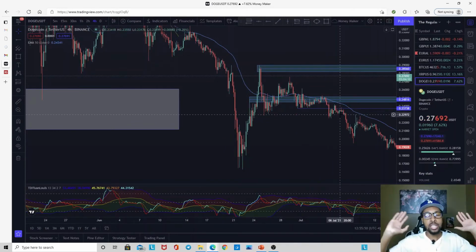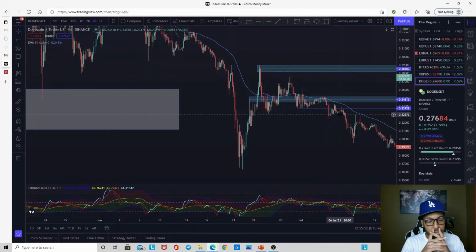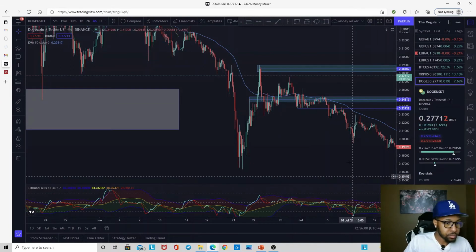7 times out of 10, it's gonna come back and retest. Now, 9 times out of 10, it's probably gonna come back and retest it, but it might not come back and retest it as soon as you want it to. But it'll come back and retest the level that it broke out of. That's how the market structure works. It has to do that. All right.